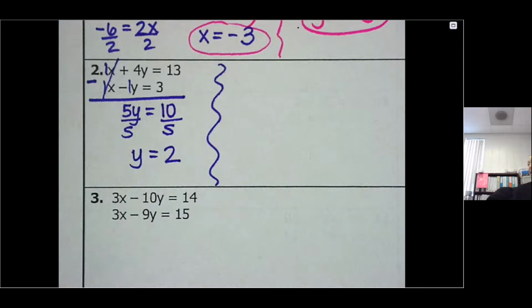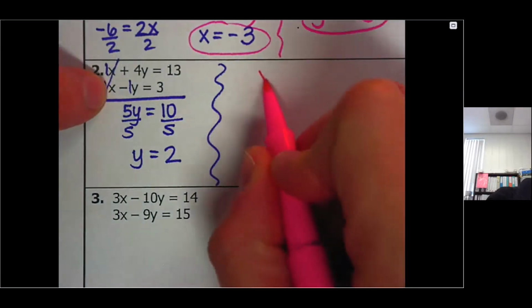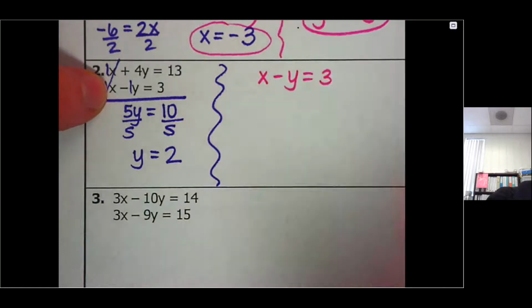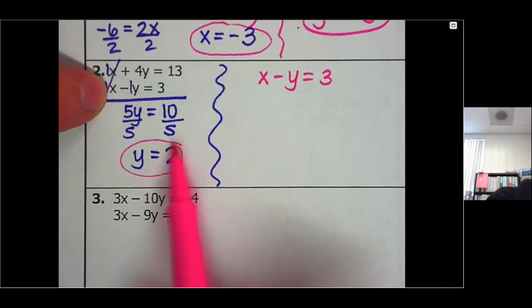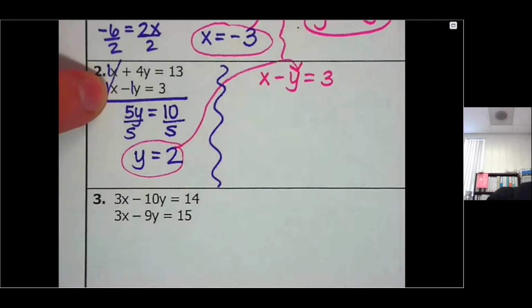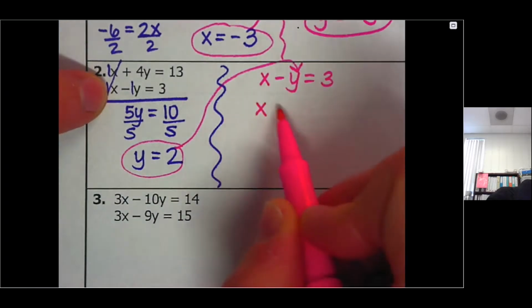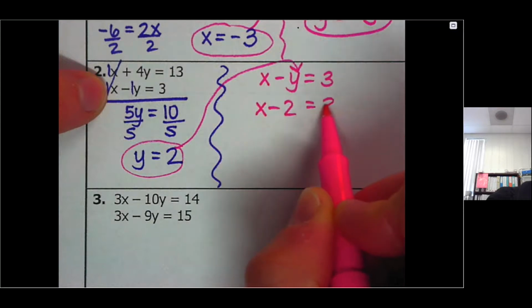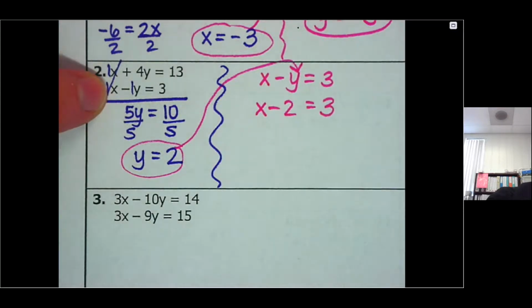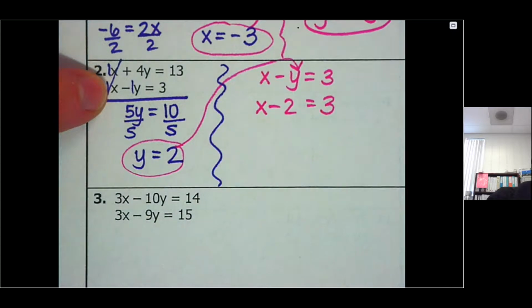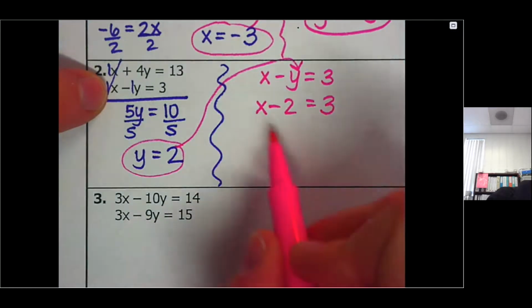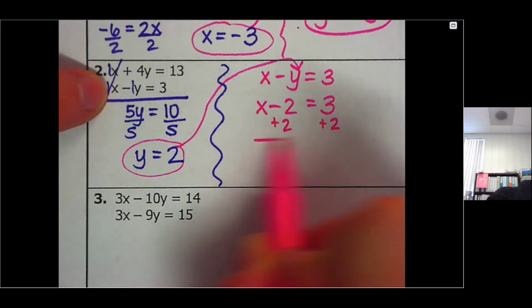Now, last step is to take that and plug it in. Doesn't matter which one you plug it into, first equation or the second one. Which one do you want to plug it into? The bottom one's probably easier, right? There's less numbers. So this equation was x minus y equals 3. So I'm going to plug my y value in here. I get x minus 2 equals 3. What do I have to do to get x by itself? Plus the 2 on both sides. What do you get for your x value? Good.